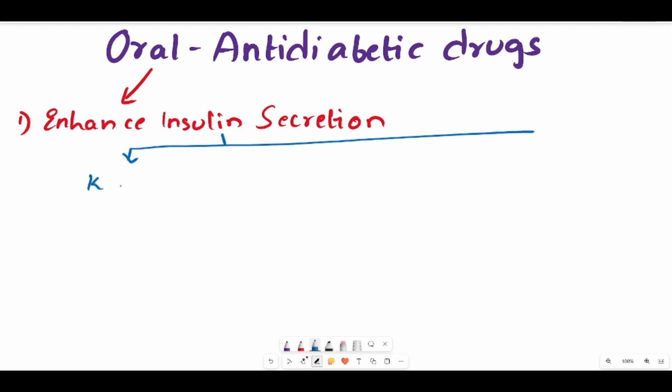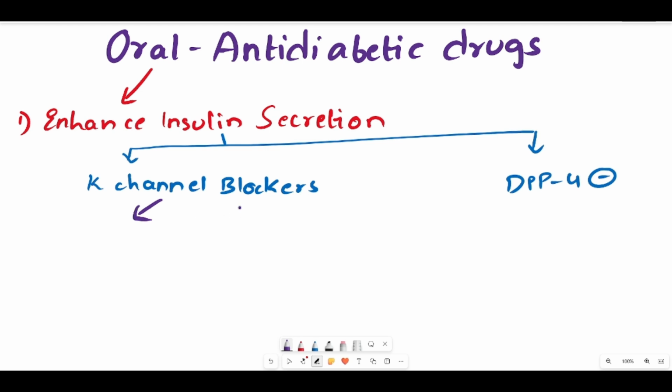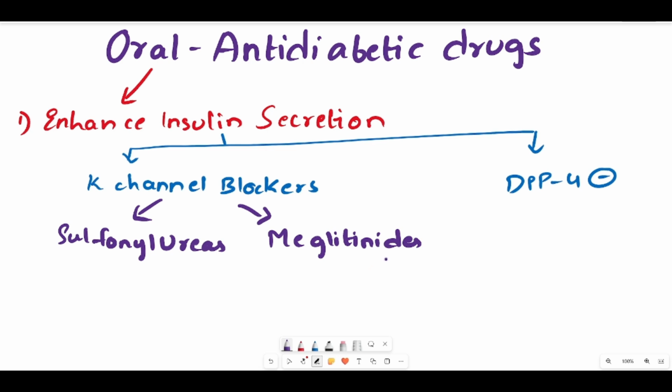The first one is potassium channel blockers and the other class is DPP4 inhibitors. Here DPP4 inhibitors means dipeptidyl peptidase 4 inhibitors. The potassium channel blockers are again divided into two classes. The first one is sulfonylureas and the second class is meglitinides. The meglitinides class is also called phenylalanine analogs.